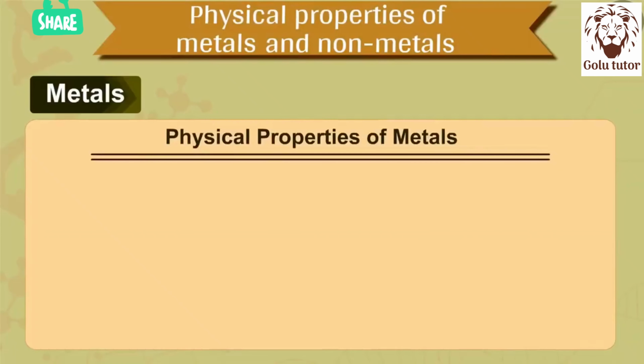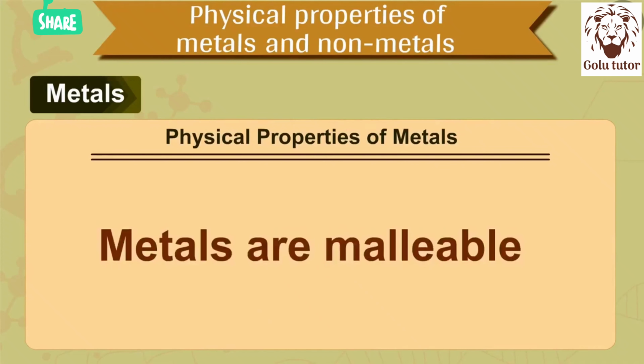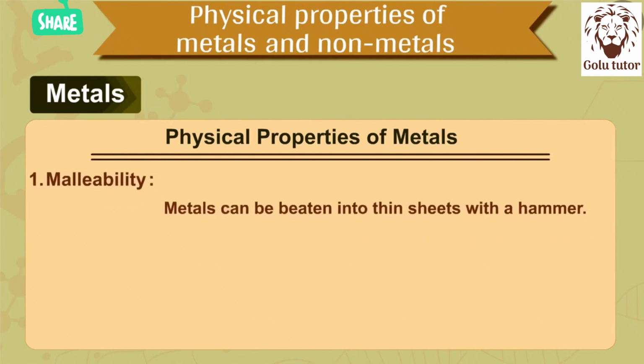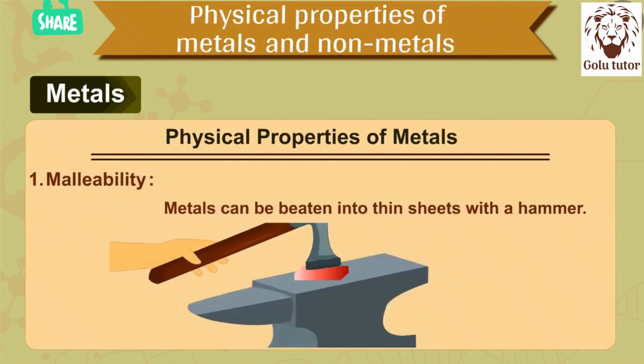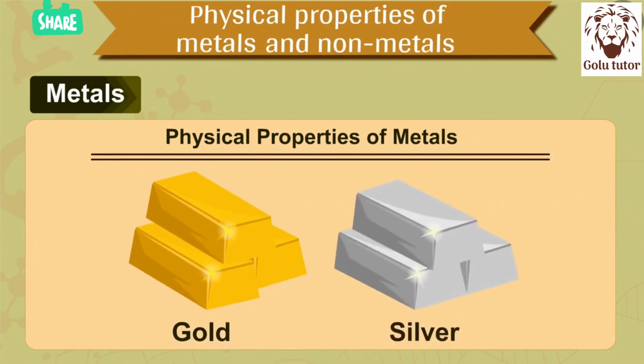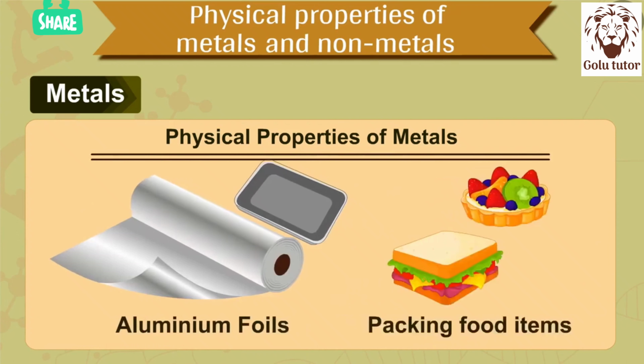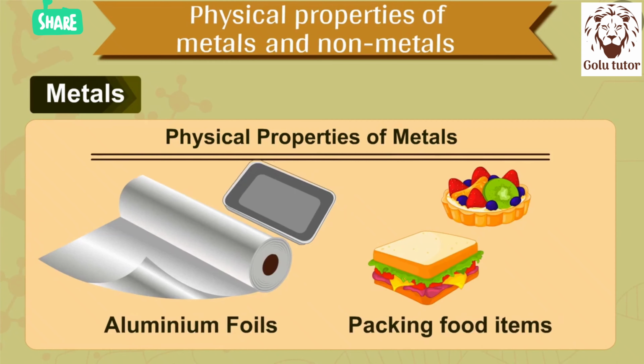The first physical property of metals is that metals are malleable. So children, what do you understand by malleable? It means that metals can be beaten into thin sheets with a hammer without breaking. Gold and silver are the best malleable metals. Aluminium foils are used for packing food items because aluminium is malleable and can be converted into thin sheets.